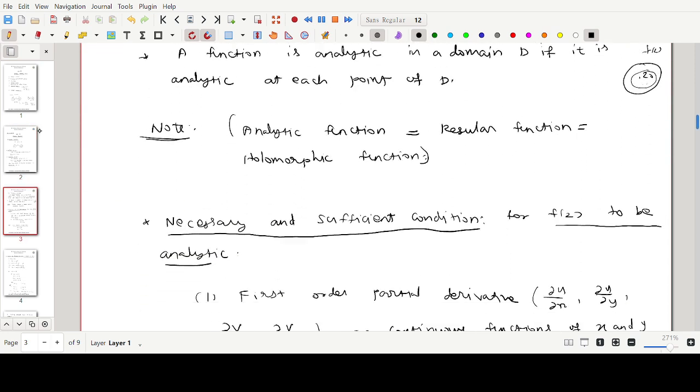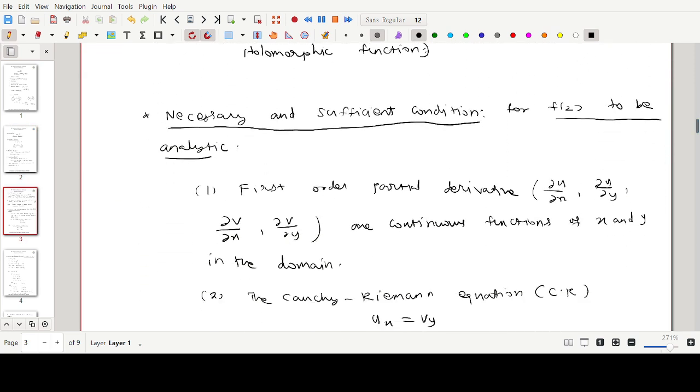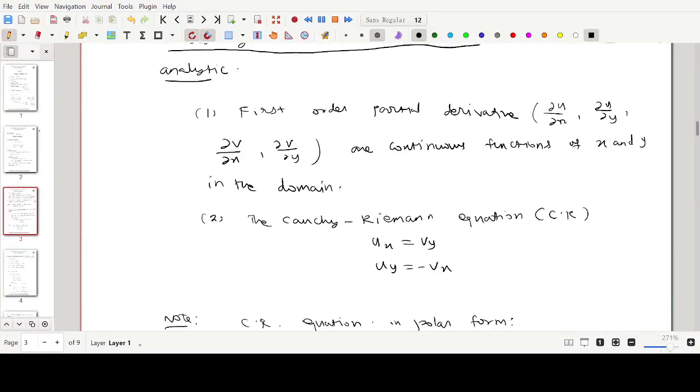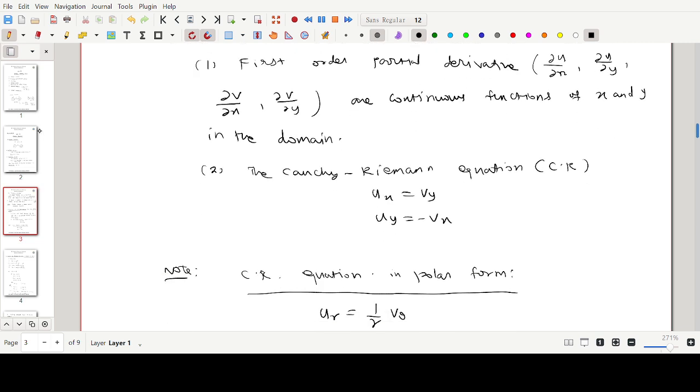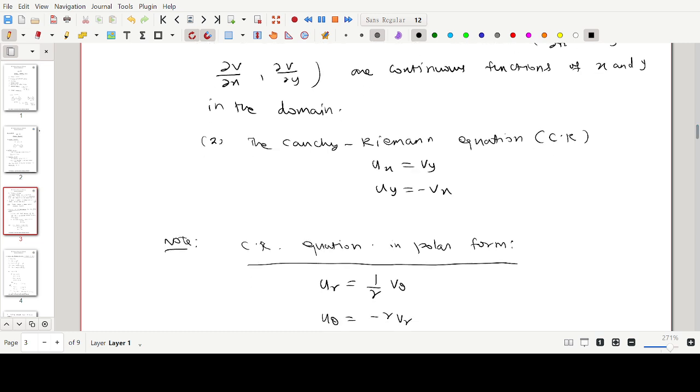Now I will move on to our main things. For any complex function to be an analytic function, we need some necessary and sufficient conditions. What is the necessary condition? First, the first order partial derivatives exist and are continuous functions of the variables x and y in the domain. Next, the CR equation is satisfied. What do you mean by CR equation? Ux is equal to Vy, Uy is equal to minus Vx. This is the Cartesian form of the CR equation.